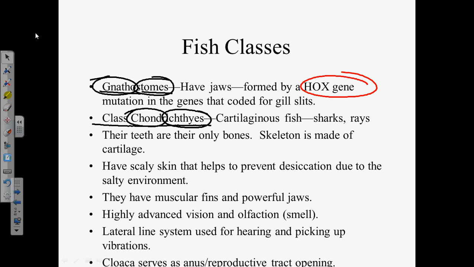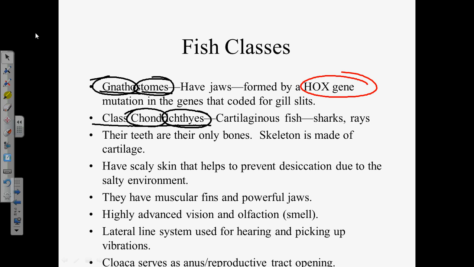What's the advantage of having a cartilage skeleton instead of bone skeleton? Yeah, it's lighter and flexible, which means you probably can move faster, right? What's the disadvantage? It's easier to break. It's not as strong.